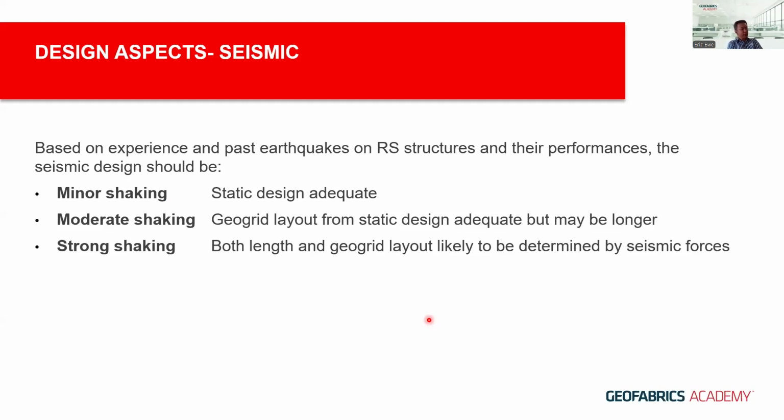For moderate shaking, the geogrid layout from the static case is usually adequate, but maybe slightly longer. That is where 0.15 to 0.2 G comes in. For a strong earthquake, more than 0.2 G, both the length and the geogrid may likely be determined by the seismic load cases.